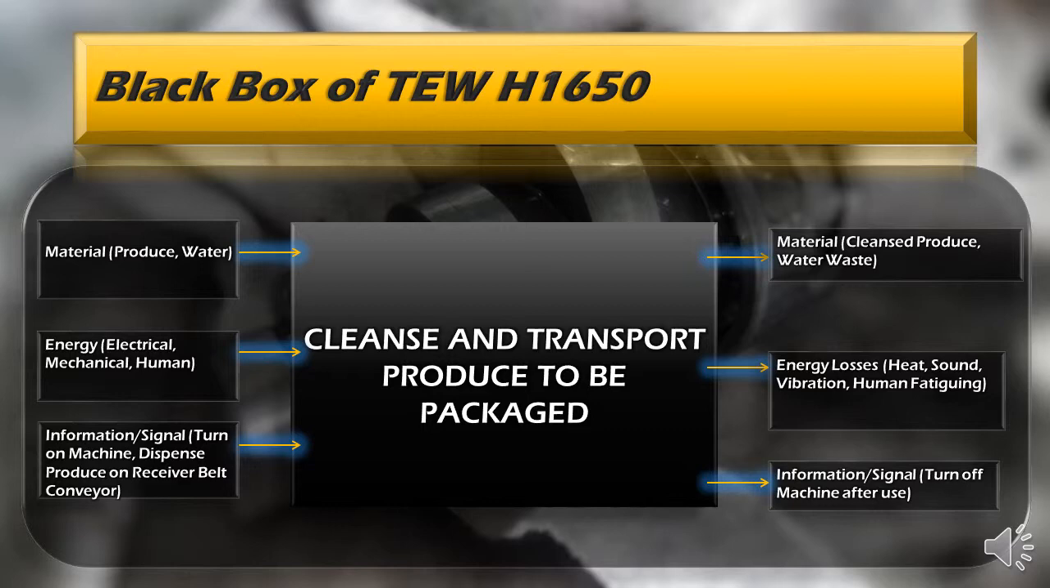This is a black box of TEWH1650, which shows the inputs and outputs of the system. The material inputs are produce and water, which is used by the washer, and outputs are cleansed produce and water waste. The energy used by the system are electrical, mechanical, and human, and the outputs are mainly losses in the form of heat, sound, vibration, and human fatigue. Information signals input into the machine are turn on machine, dispense produce on receiver belt conveyor, and output information signals are turn off machine after use.